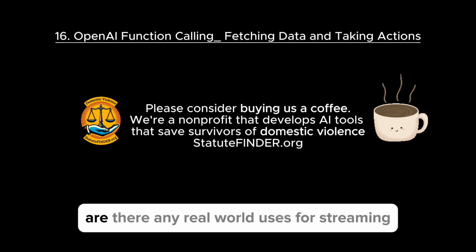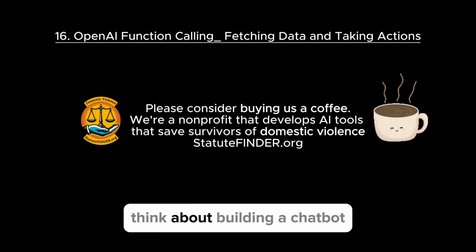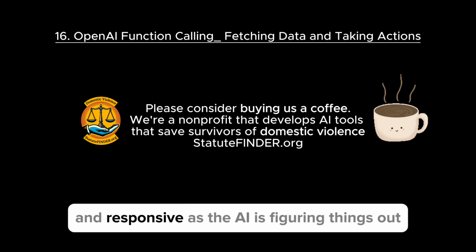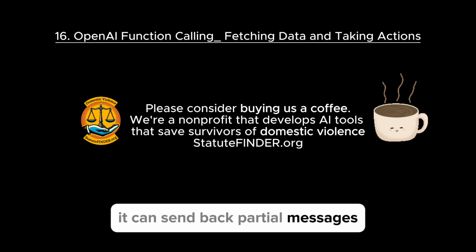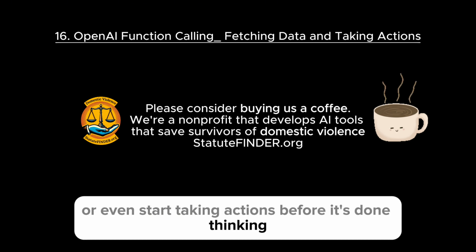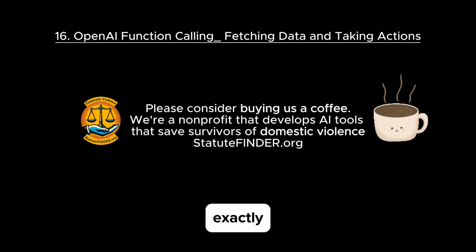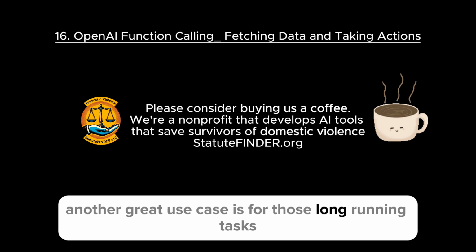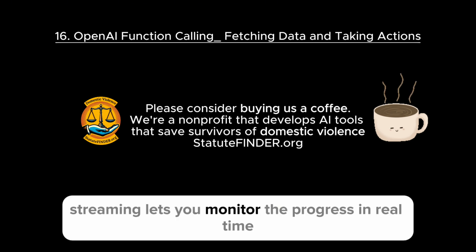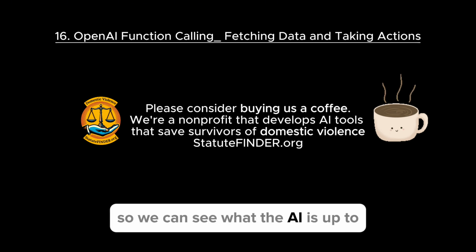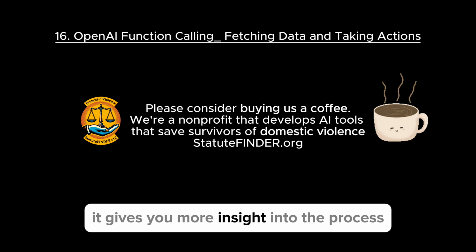So besides debugging, are there any real-world uses for streaming? Oh, absolutely. Think about building a chatbot. With streaming, you can make the conversation much more natural and responsive. As the AI is figuring things out, it can send back partial messages or even start taking actions before it's done thinking. So no more awkward pauses while the user waits. It's like a real conversation. Exactly. Another great use case is for those long-running tasks. Streaming lets you monitor the progress in real time, like a progress bar for AI. Okay, so we can see what the AI is up to. That's really helpful. Right, it gives you more insight into the process.